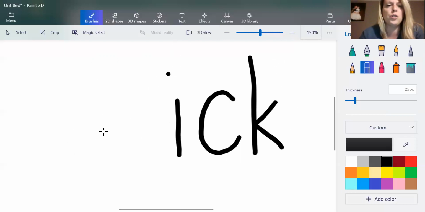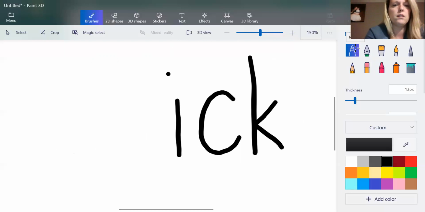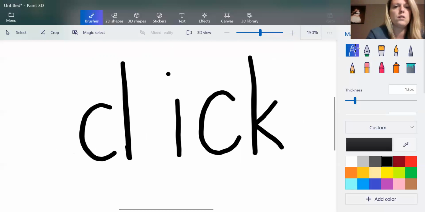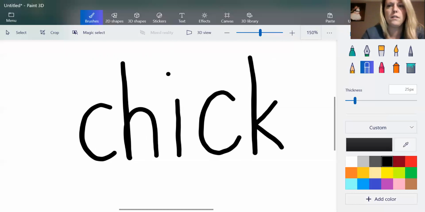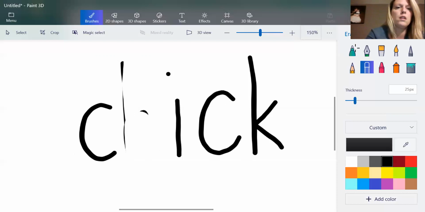Okay? I'm going to change my fl to ch. So I took away fl and I'm adding in ch instead. I have to think to myself, what is this part that I still have here? I still have ick and I want to add ch to the beginning of it. So what is my new word? Ch, ick. Ch, ick. Chick.